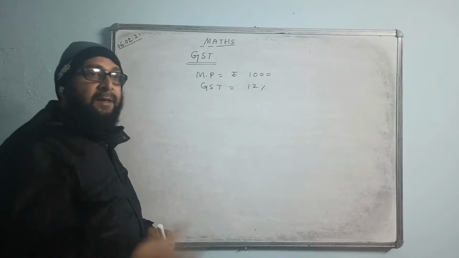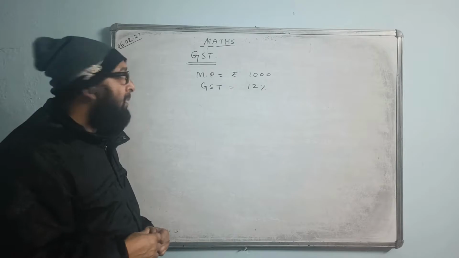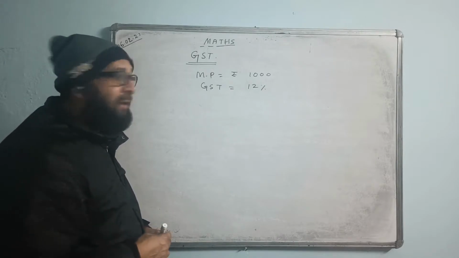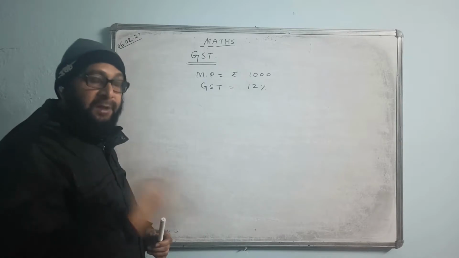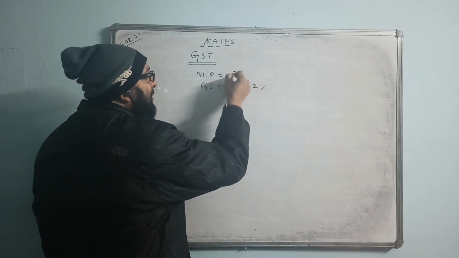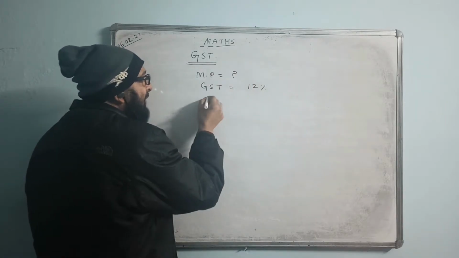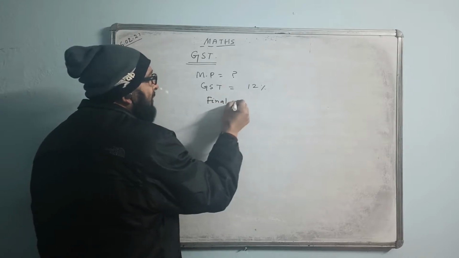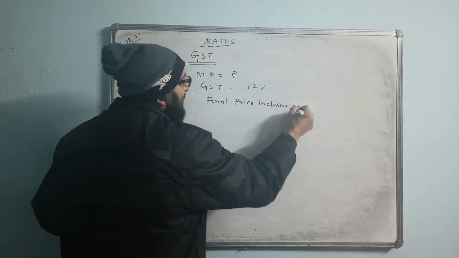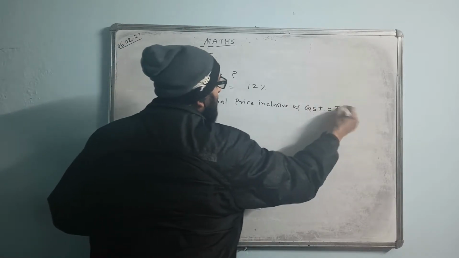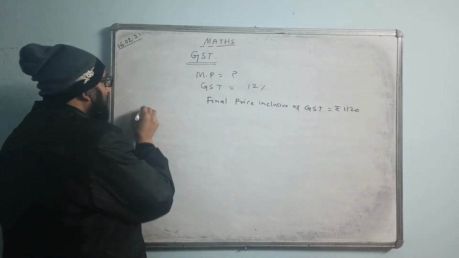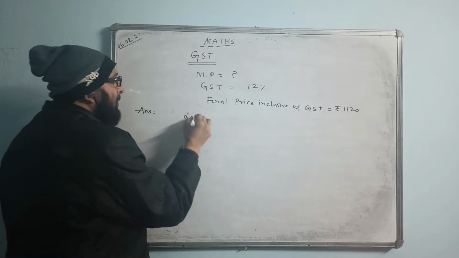Now another type of question I'll say is like this. A person buys a camera and pays rupees 1120 inclusive of GST. What is the mark price of the camera? The mark price is unknown. This is not given, and the final price inclusive of GST is given, 1120 rupees, and you have to find the mark price. How do we find it? For this type of question we do like this.